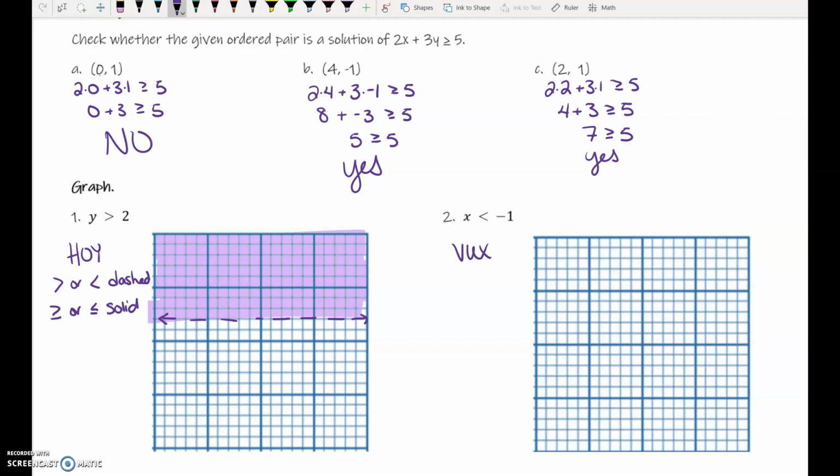Okay, x is less than negative 1. This is a vertical line situation. So we're going to do a vertical line at negative 1. This one is dashed because it's just plain less than. And it's a good idea to put those little arrowheads at the end.